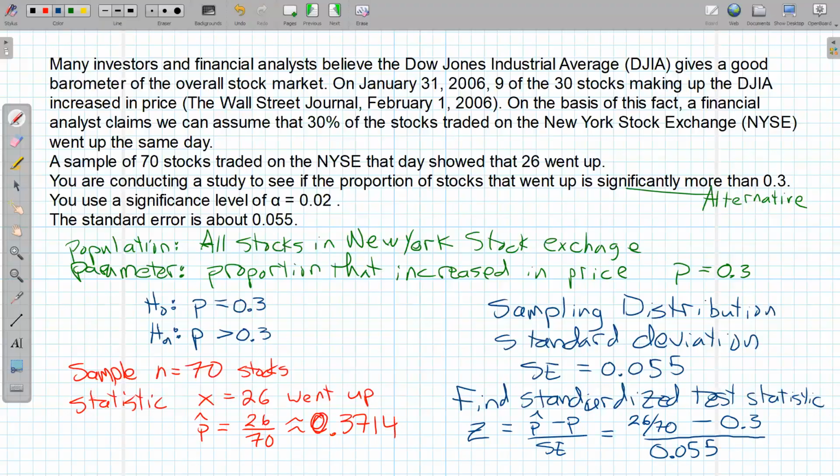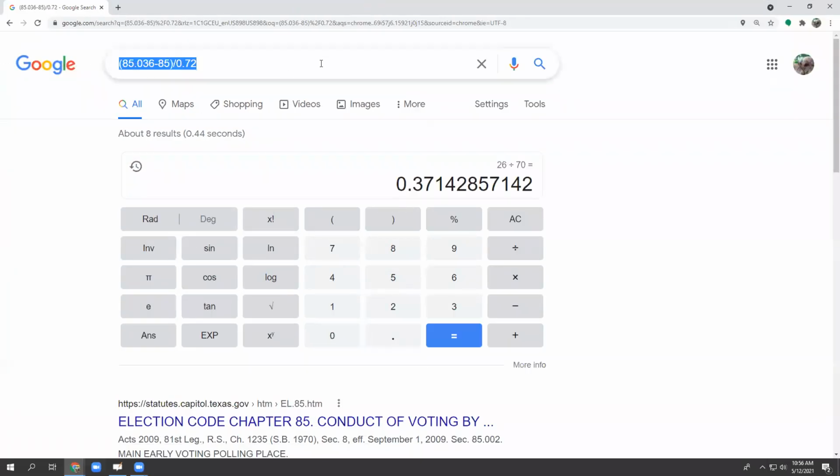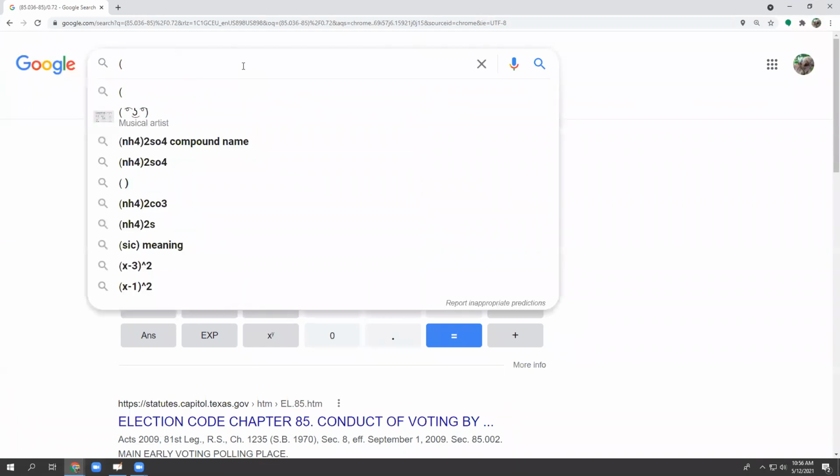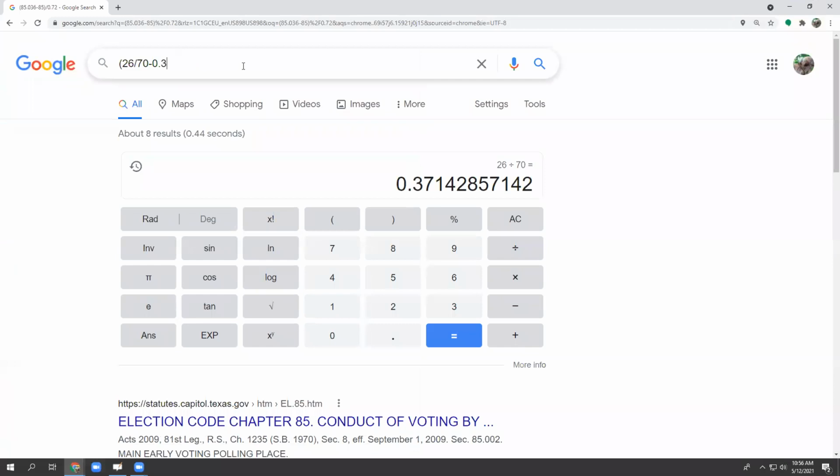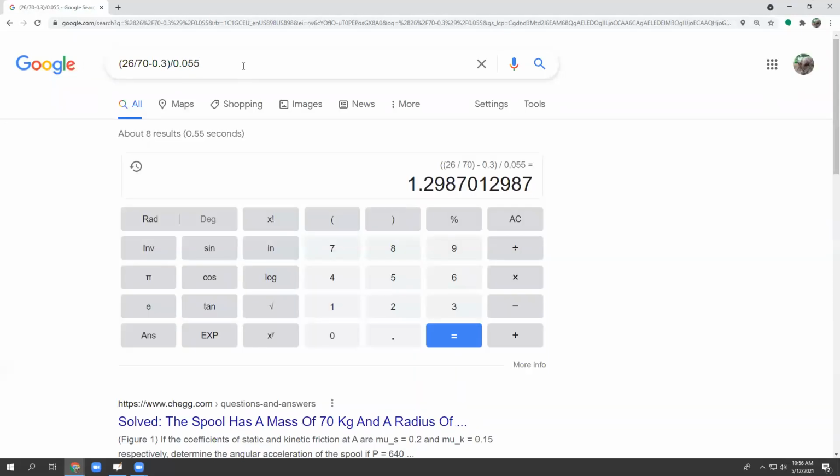I think I got those numbers in my head. Correct me if I'm wrong. The numerator has to go in parentheses on this kind of calculator or on a spreadsheet. So that would be the 26 out of 70 minus the 0.3, my sample minus my null, divided by the standard error, 0.055. I think I typed it right. I get a z-score of 1.2987, to 4 decimal places.